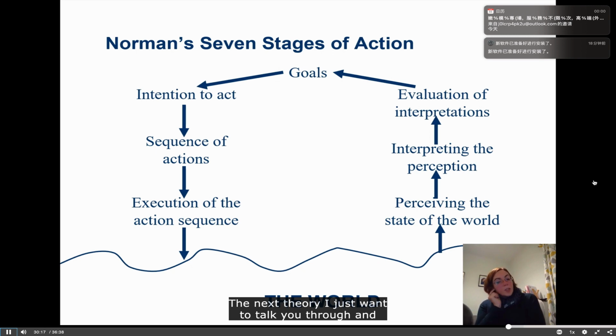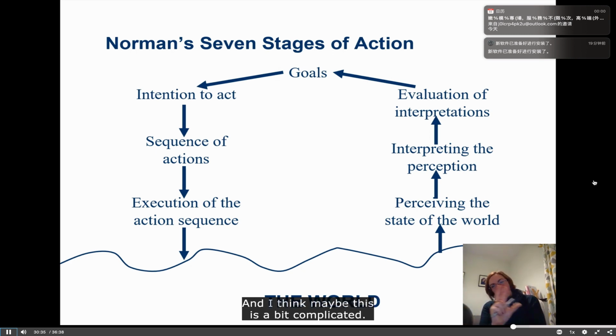The next theory I just want to talk you through, and this is the last one in this presentation, is something that Donald Norman puts together. I think I find this useful. I don't find myself referring back to this very often. I do talk about knowledge in the head and the world a lot. I do talk about skill, rule and knowledge-based behaviour.